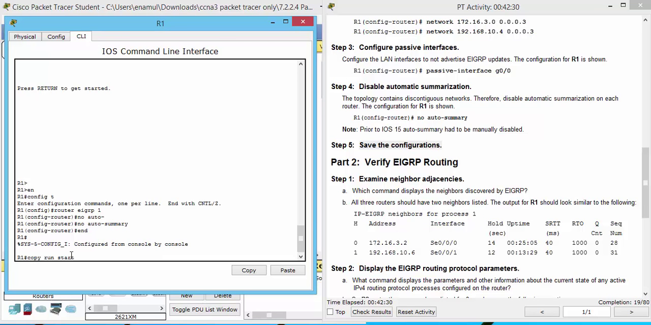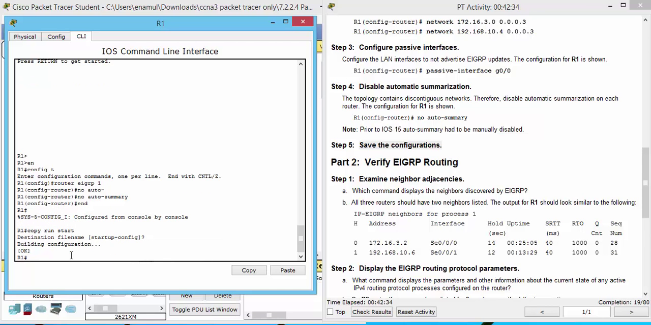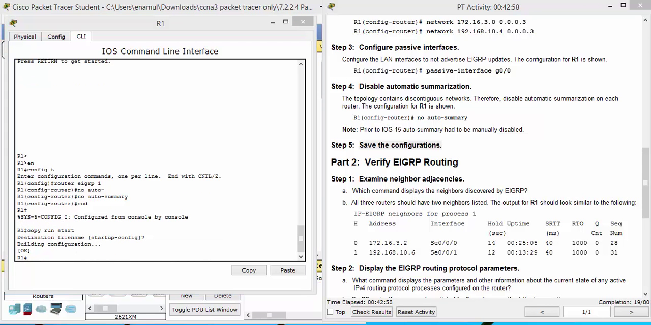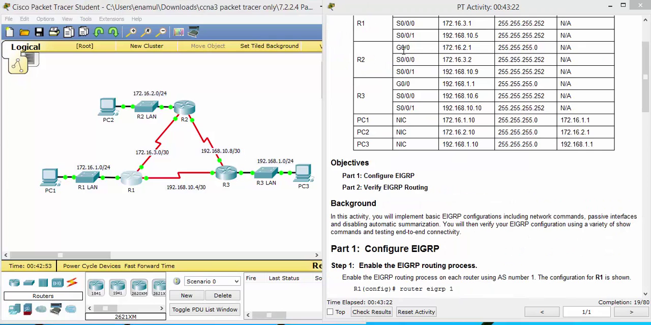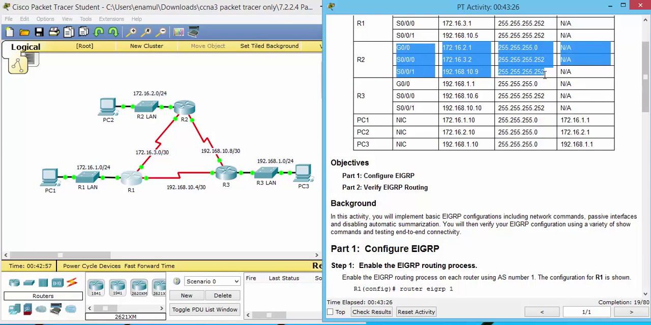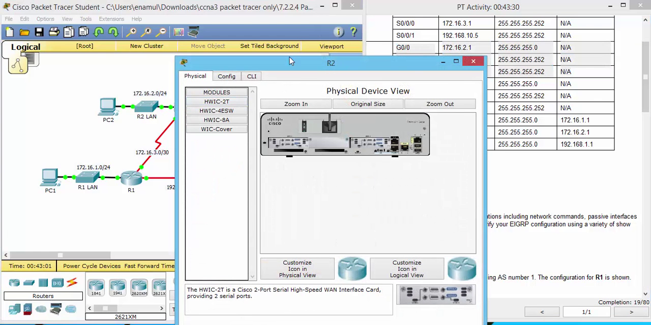Run start. So we copy the running configuration to startup configuration. Now we do the same configurations in the topology on the other routers. We did only router R1. Now we have to do router R2 and then router R3. So this is router R2. I go to the R2.